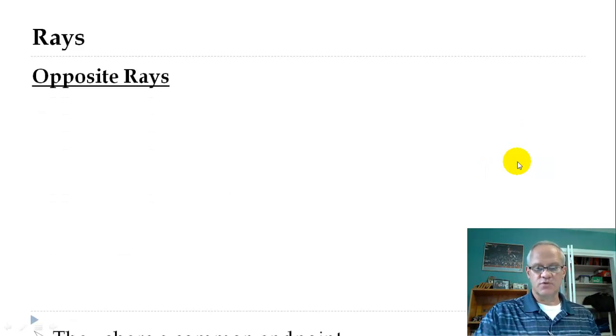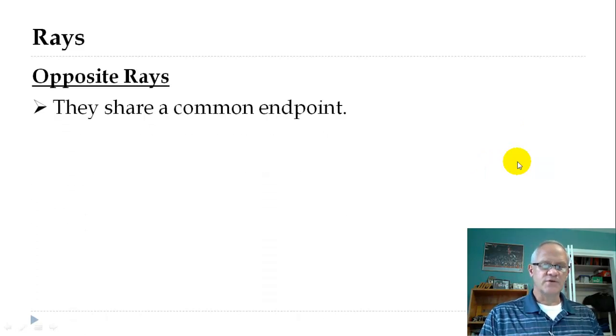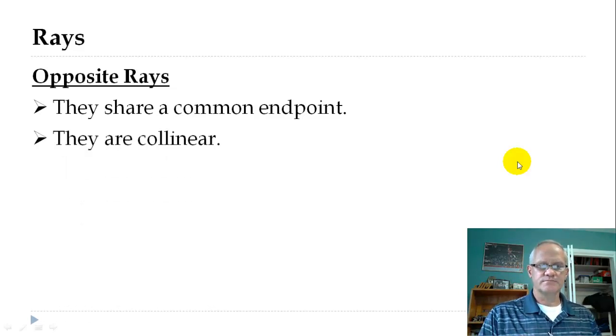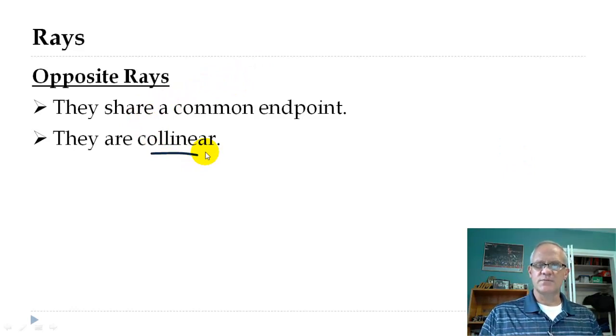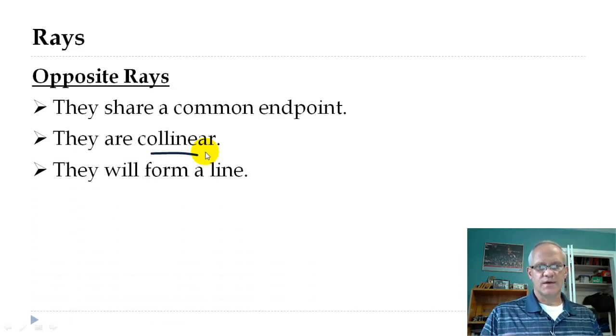All right, opposite rays. The first thing is opposite rays will share a common endpoint. Okay, so two rays, they will have the same endpoint. If you see something that says things are opposite rays, you know that opposite rays are collinear. Remember that word collinear? That means they're on the same line. So opposite rays have to be on the same line. And therefore, the next point is they will form a line.